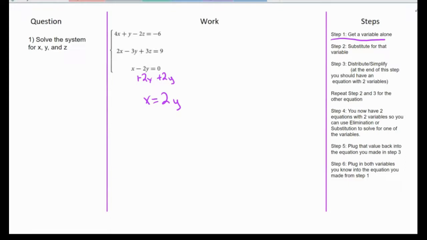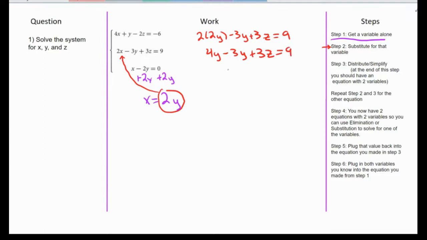Now I'm going to use substitution, which is step 2, by taking this, because I know x is equal to 2y, I'm literally going to plug that into my other two equations. So the first one here, if I plug it in, looks like this. Then I'll multiply these together. So I'm just basically simplifying. If I need to distribute or anything like that, here would be the place for that. But simplifying, I get y plus 3z equals 9.